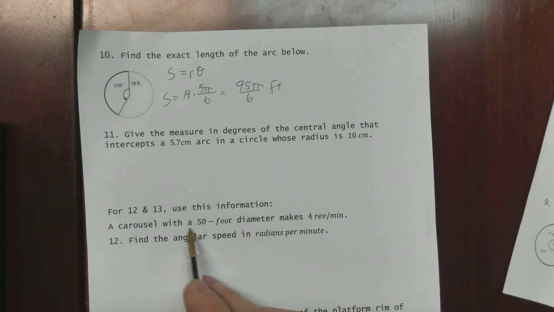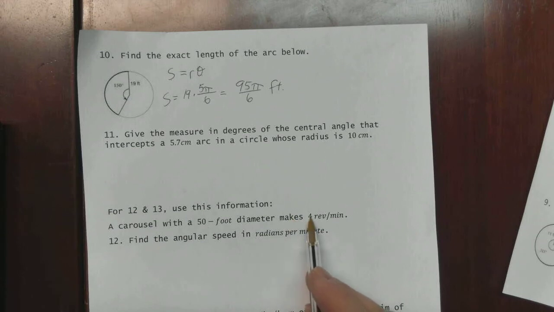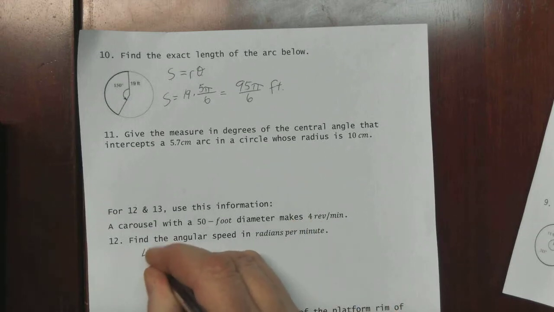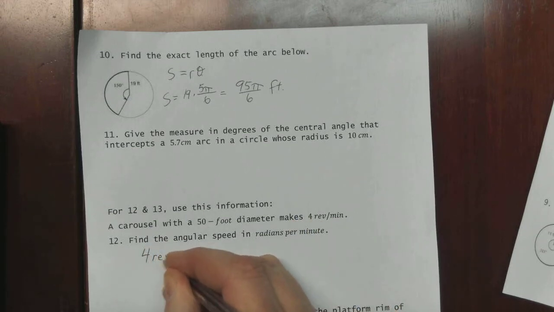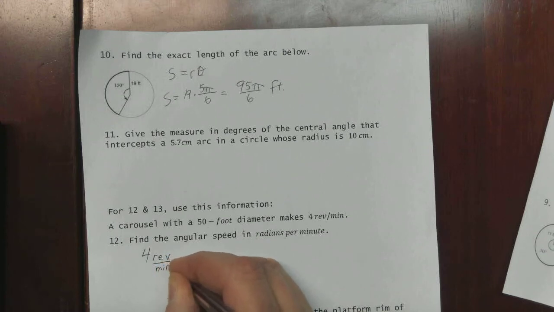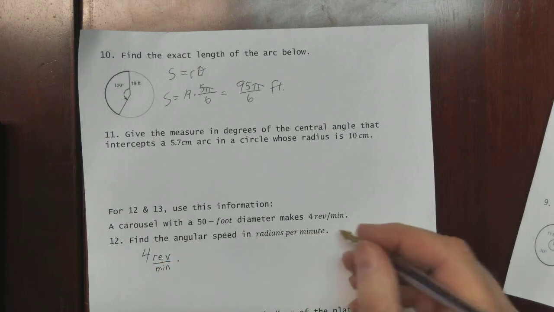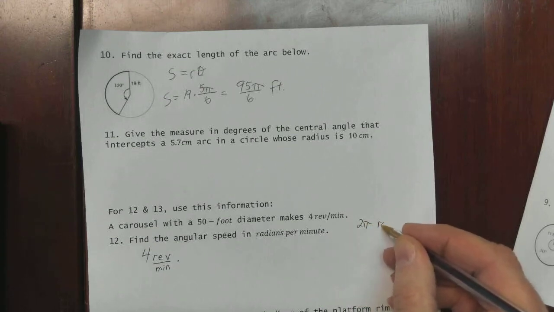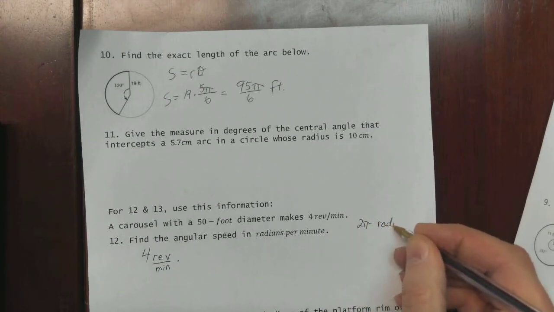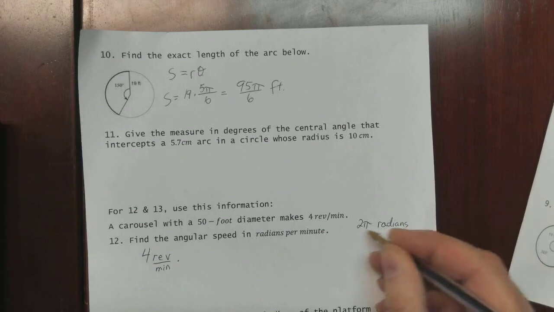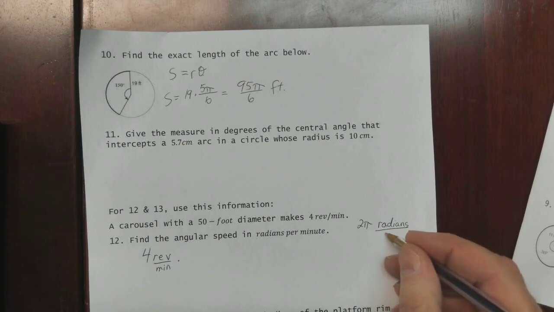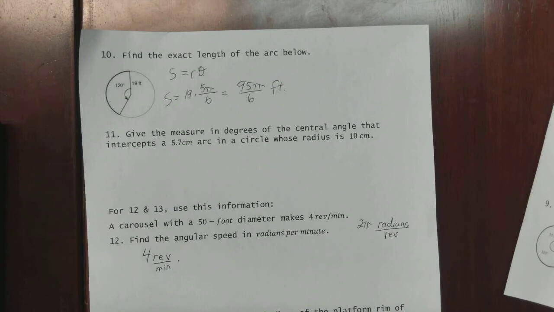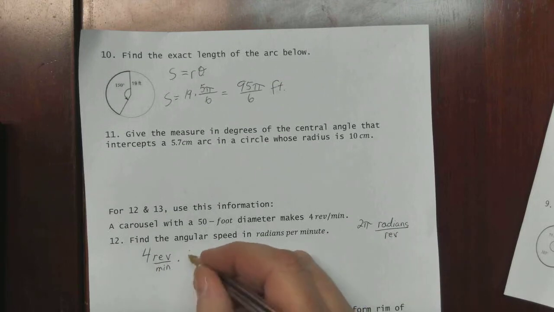We have a carousel with a 50-foot diameter making 4 revolutions per minute. So 4 revolutions per minute, and the conversion, you have 2 pi, one complete trip around, one complete revolution is 2 pi radians. So 2 pi radians per one revolution. And that's what I'm going to multiply this by, because my revolutions will cancel out when I do that.